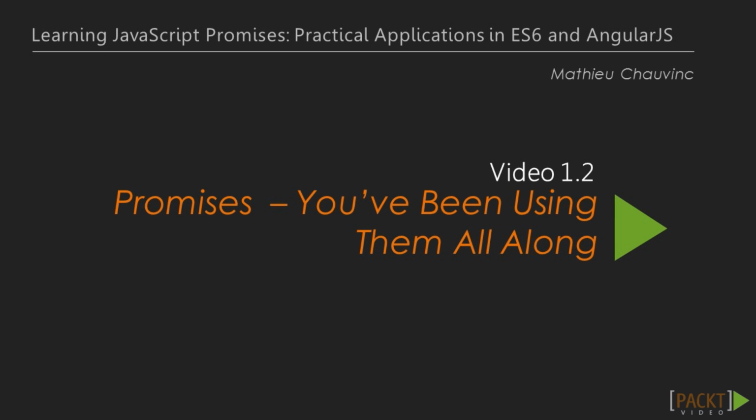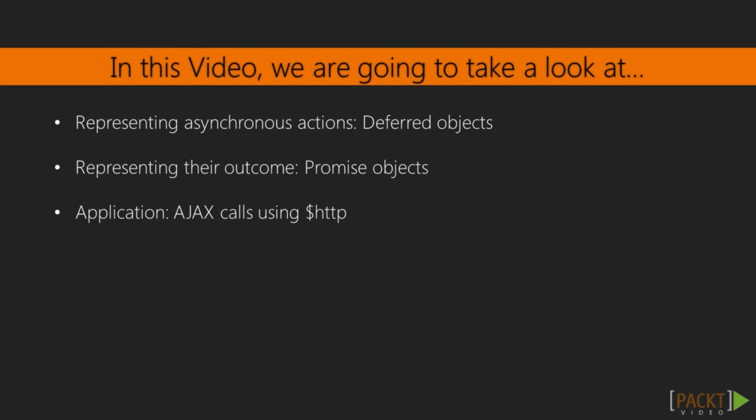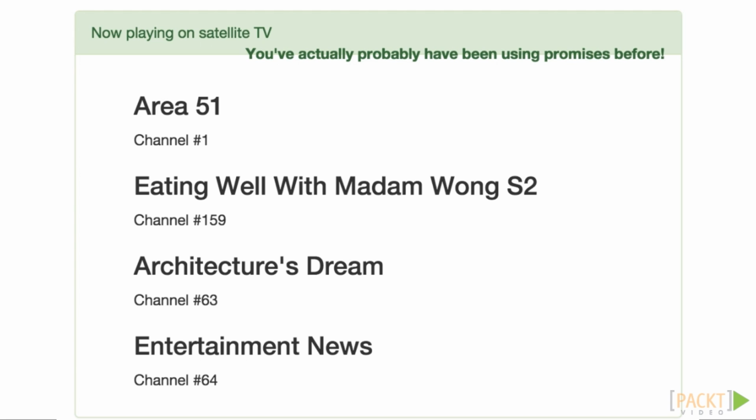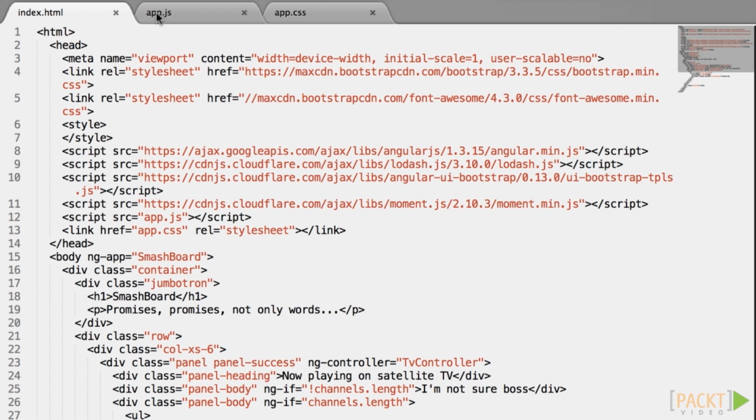In this first video, we will use Angular's built-in services to show a simple use case of promises, and you'll notice that you have probably been using promises before, without necessarily knowing it. To be more specific, we are going to make an AJAX call and thus use the promise returned by Angular's $http service. We will apply that to create our first widget, one that grabs data from a RESTful API and displays the result on screen. Let's dive into our Smashboard application.